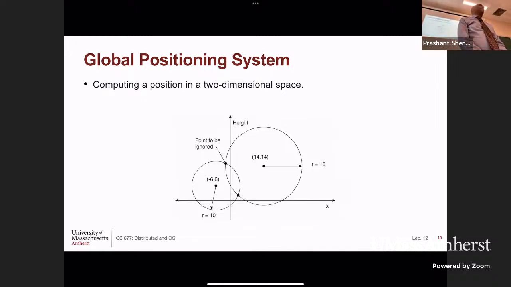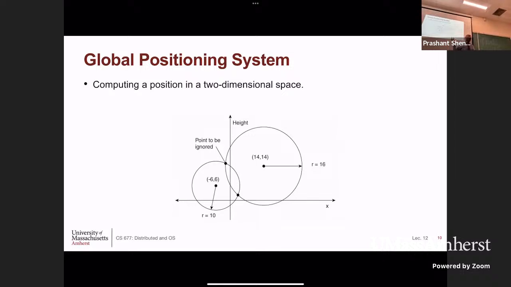Just say a friend says I'm 1 kilometer away from you. What does it tell you? It just tells you that you are on some circle of 1 kilometer radius. That's all it tells you, right? So if I know that I am at a distance d from one satellite, it just tells me, in 2-dimensional space for just a second, not 3 dimensions, that I'm on some circle at that distance d.